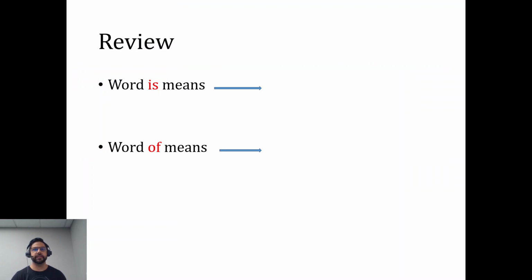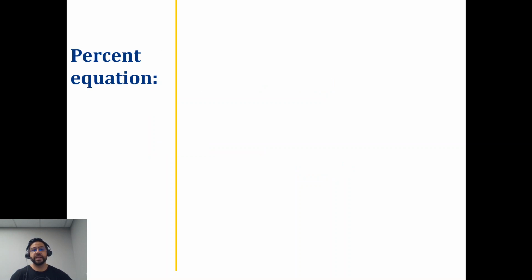So let's see here. Review. We've talked about this. The word "is" is going to be the equal sign. "Of" is going to be multiplication. And "some of it" is like, in the proportion, the "of" meant the whole. So our percent equation is going to be asking: what is, or what percent, or of what number.